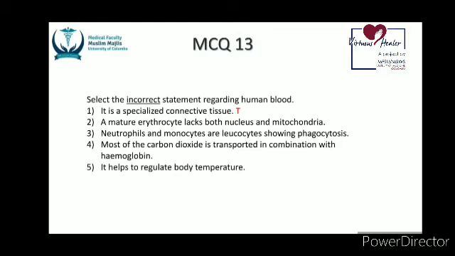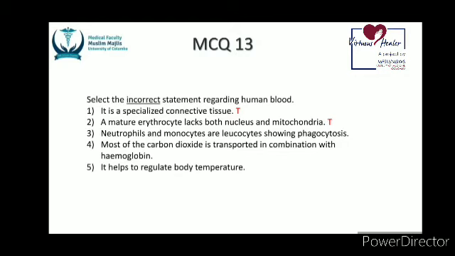Statement number 2, a mature erythrocyte lacks both nucleus and mitochondria. This statement is true. Mature red blood cells do not contain nuclei and mitochondria. This is to provide enough space to contain the maximum amount of hemoglobin so that the red blood cell can transport the maximum amount of oxygen to the tissues. In addition, red blood cells lack mitochondria to prevent the utilization of oxygen within the red blood cells.